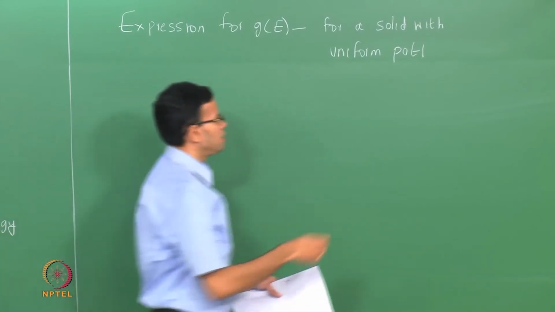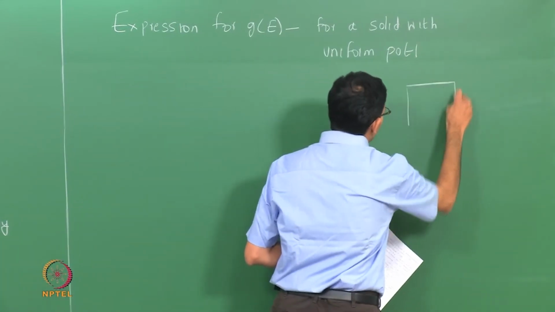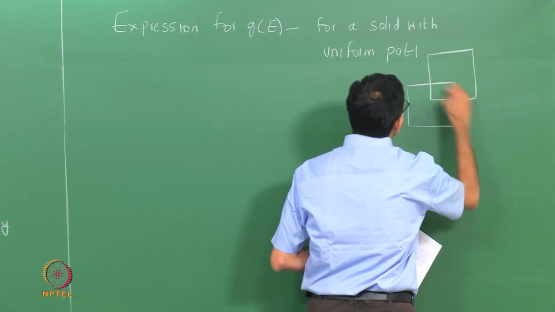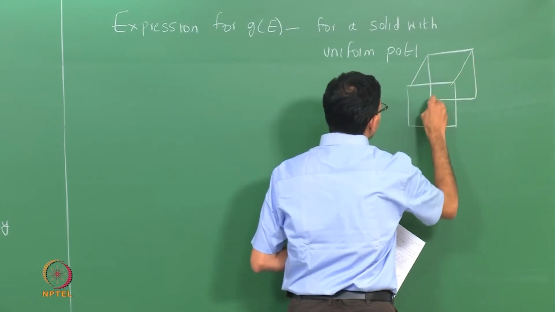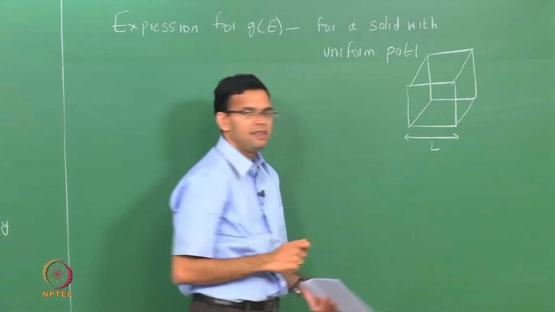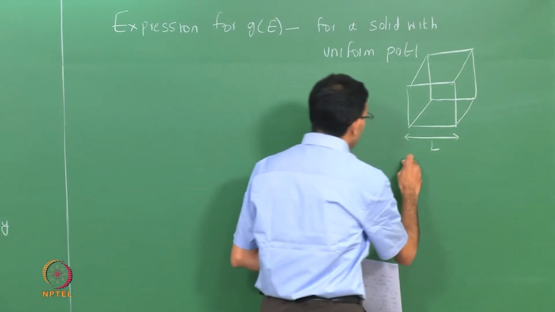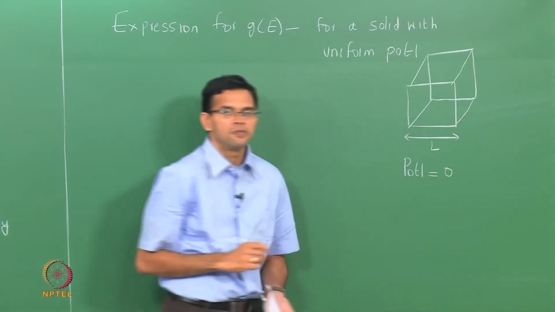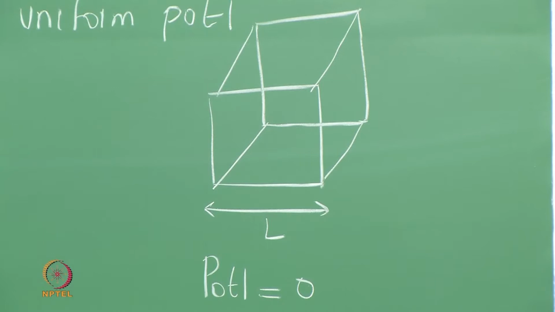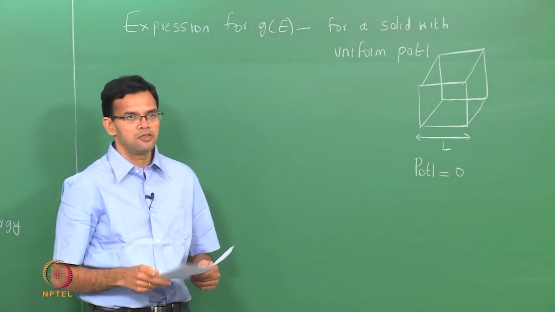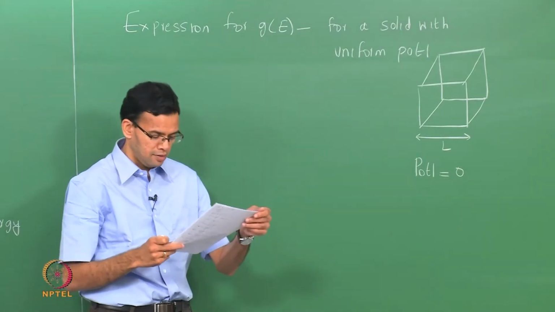To simplify matters further, we will take our solid to be a cube of length L, and we will also take the potential inside the solid to be 0, uniform. So, this is a simplification of an actual solid, but the values we will get are good enough in order to make calculations for electrons and holes, as we will see later.